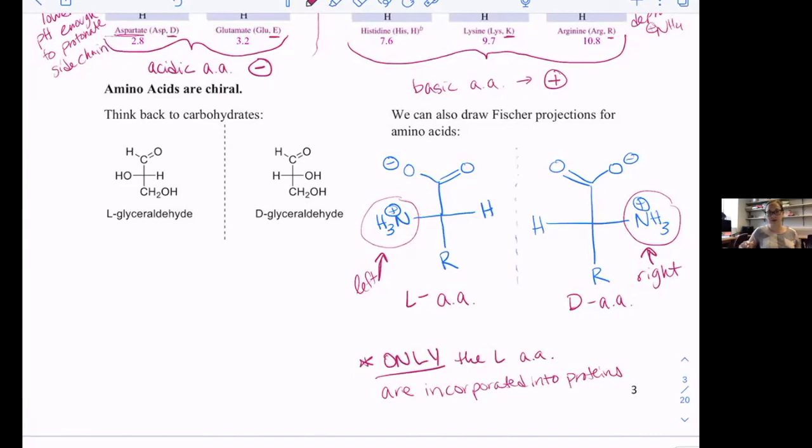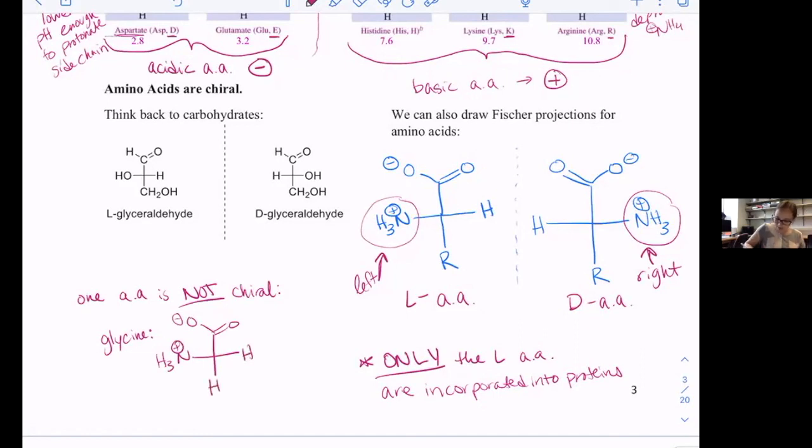Also, one thing to note with the chirality of amino acids is that there is one amino acid that is not chiral. So if you look back through your notes, the one that is not is glycine. And if you draw that Fischer projection of glycine, you'll see why. You can have your amine and carboxylic acid, and then your hydrogen on one side, and then your R group is also a hydrogen. So you have 2 groups that are both the same. Therefore, this is not a chiral molecule.